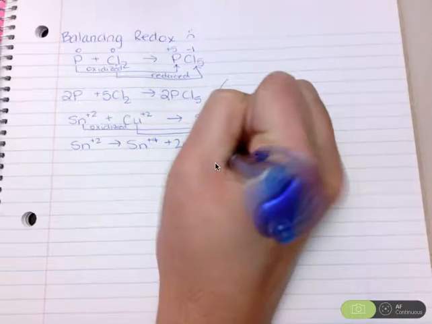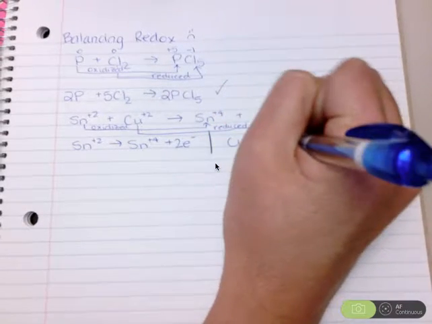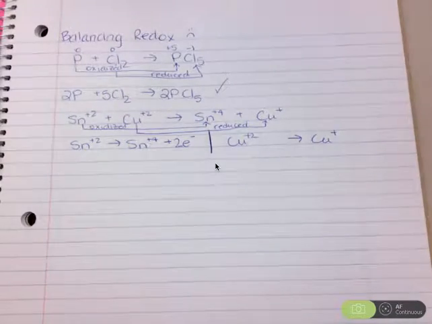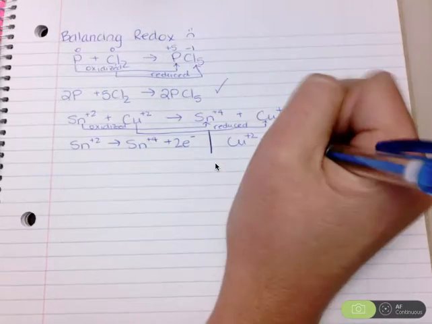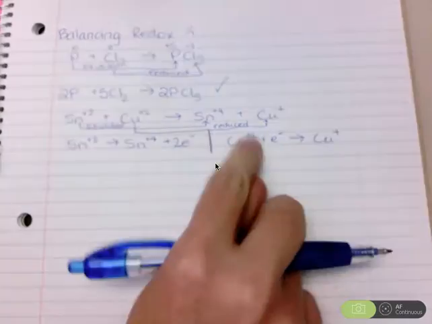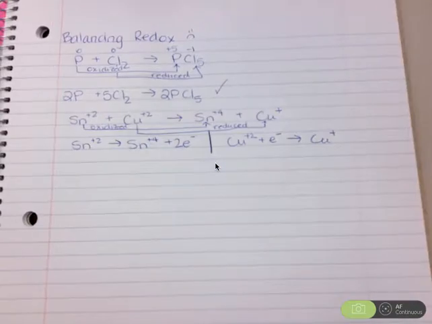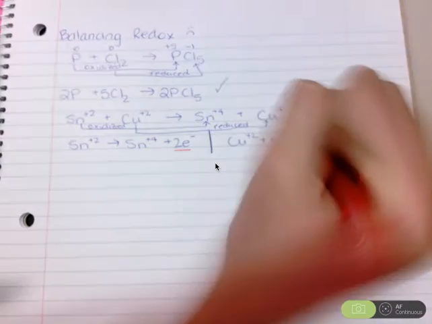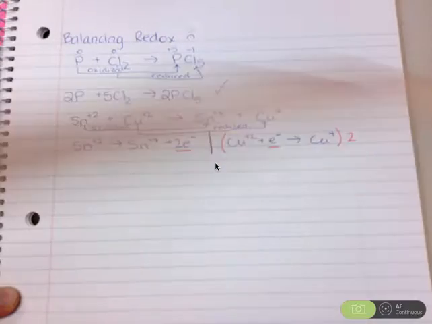I'm going to split this in half by just drawing a line. We've got copper +2 going to copper with a +1. Because it's being reduced, right, I need to add 1 electron to this side, because copper +2 plus 1 negative gives me a +1 charge. That balances out those charges. The problem is that I have 2 electrons on this side and only 1 electron on this side. So I'm going to need to multiply this whole side by 2.